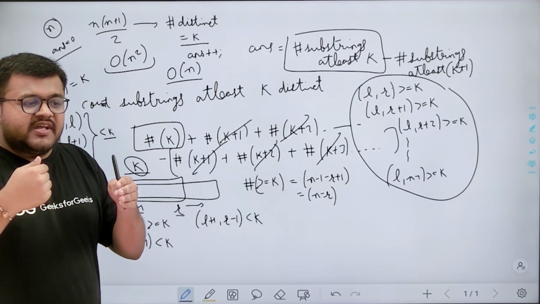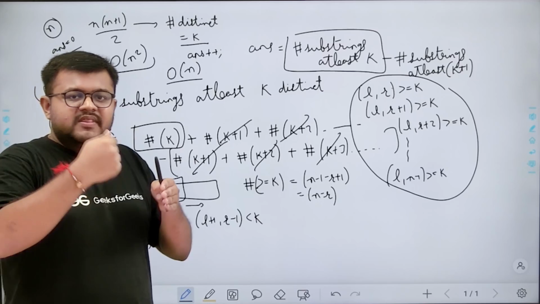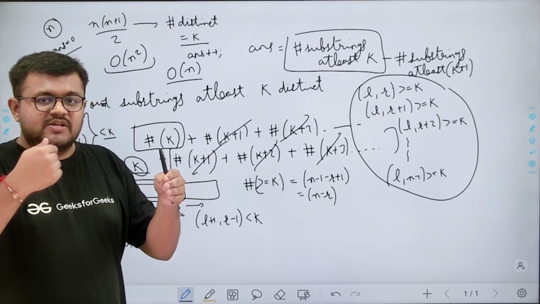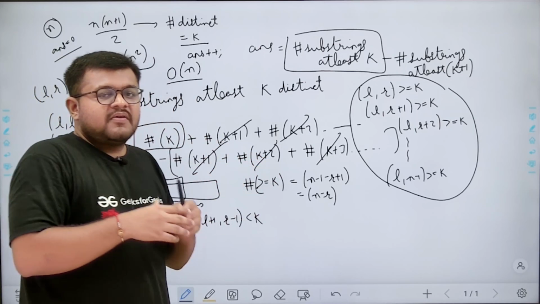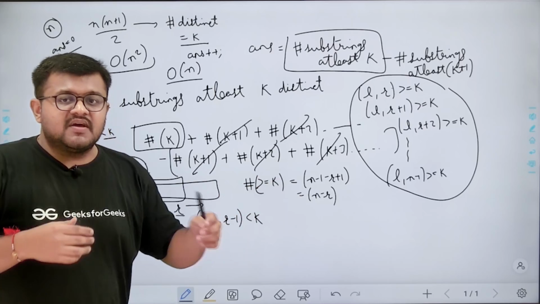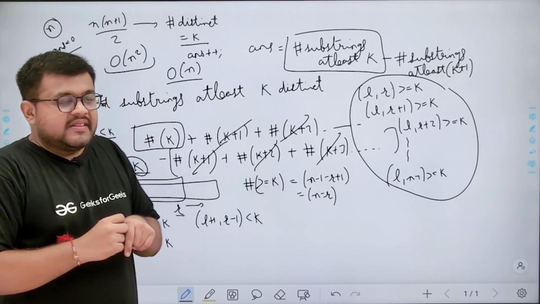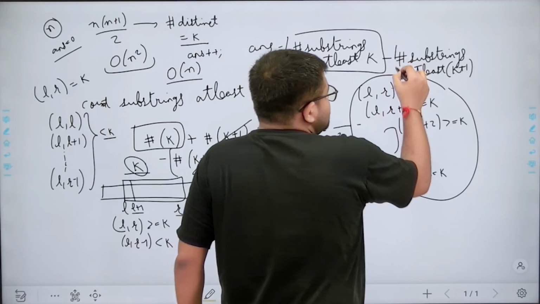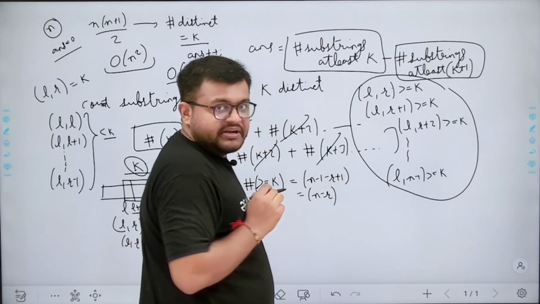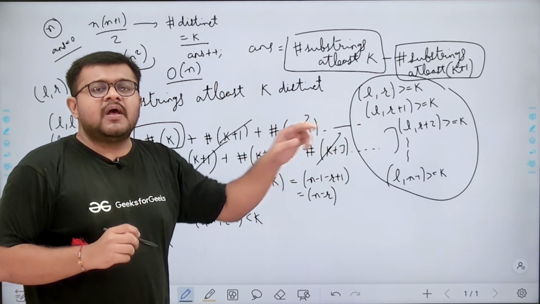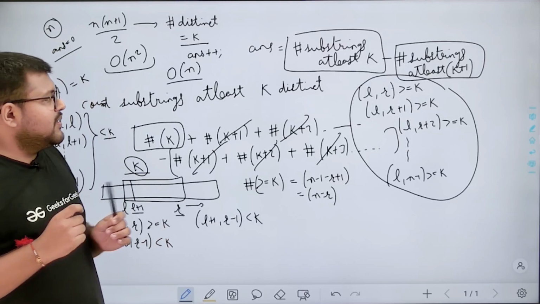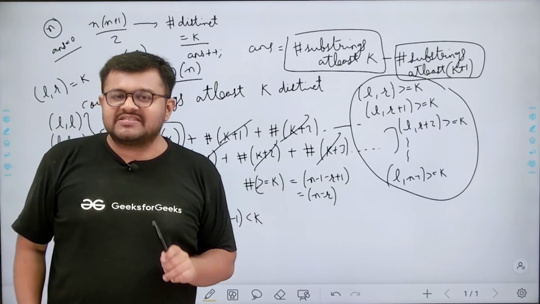Similarly, considering the starting index as 0, then 1, then 2, varying our L from 0, 1, 2, 3, and so on, we can find the number of substrings which have at least k plus 1 distinct characters and add them up. That will give us the total number of substrings with at least k plus 1 characters, and we will subtract them, right? And this will give us the total number of substrings with exactly k distinct characters.